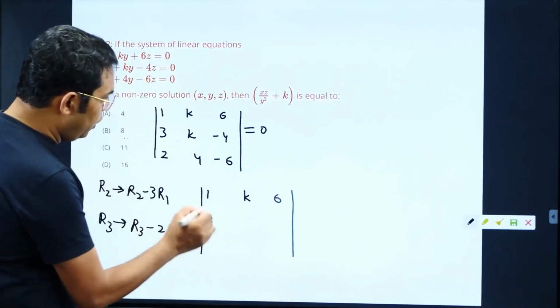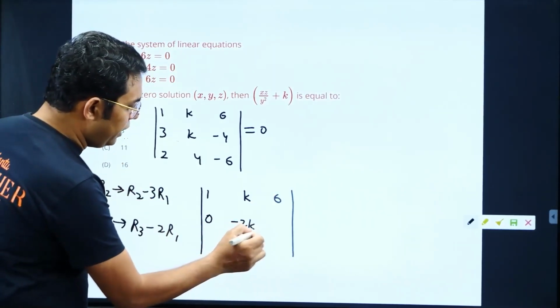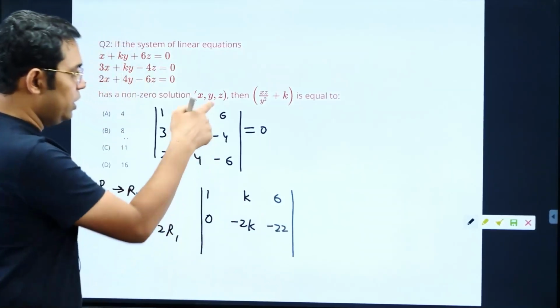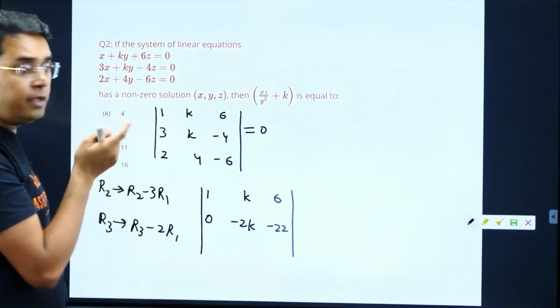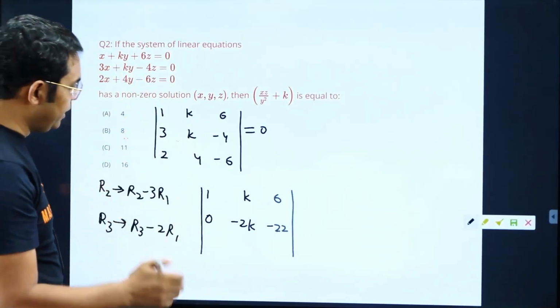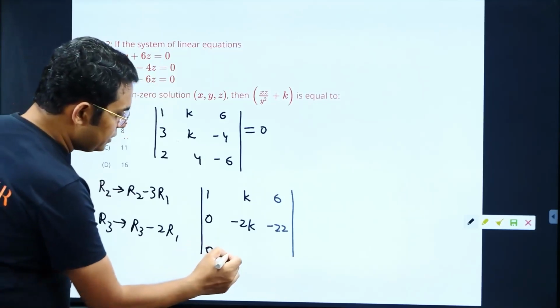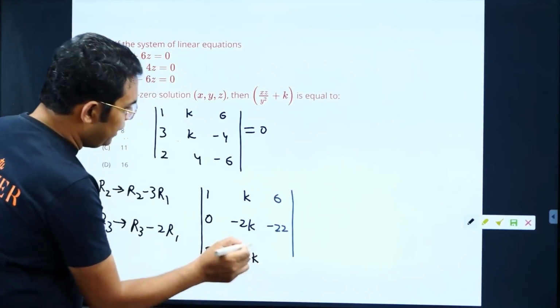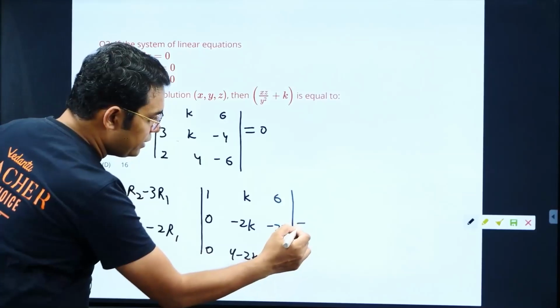Row 2 will be 0 here, and minus 2k here, and minus 22 here, because 3 times 6 is 18. So minus 4 minus 18 is minus 22. Here it is 0. This will be 4 minus 2k, and that will be minus 18. And that should be equal to 0.